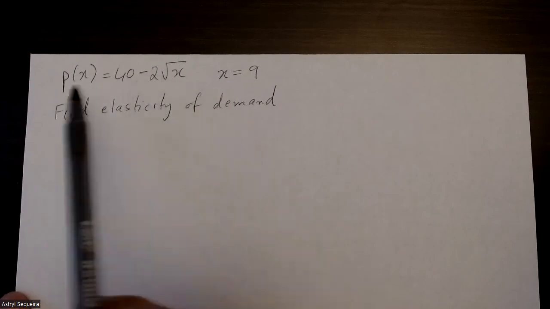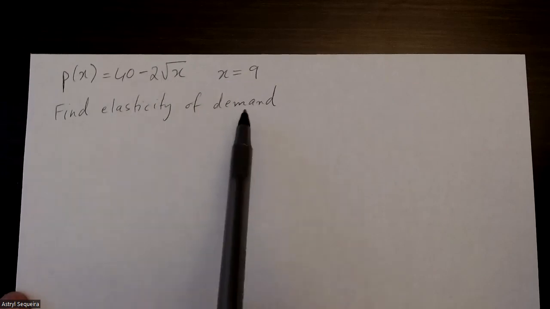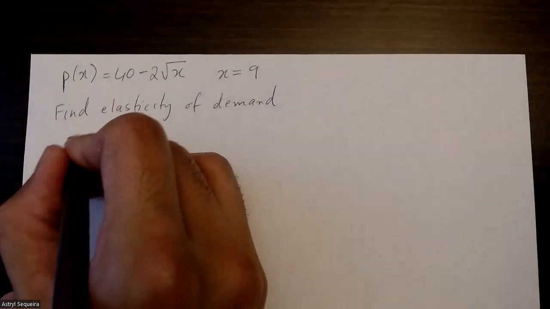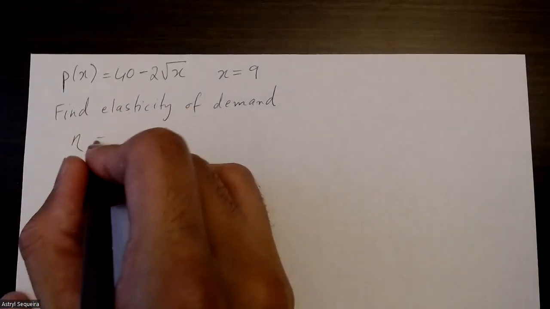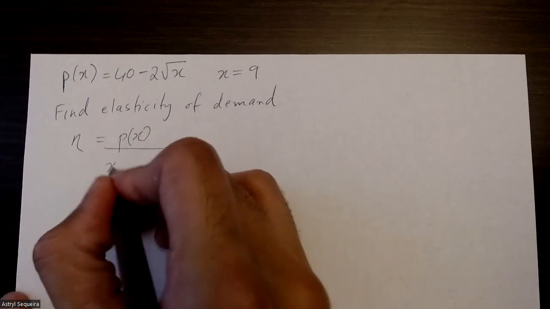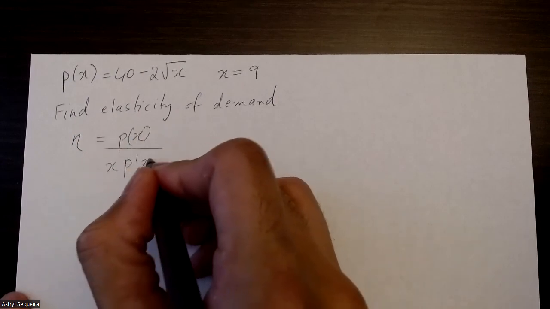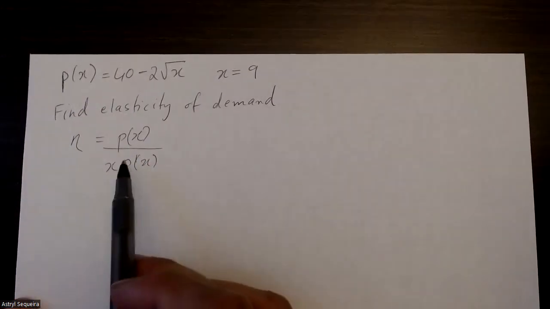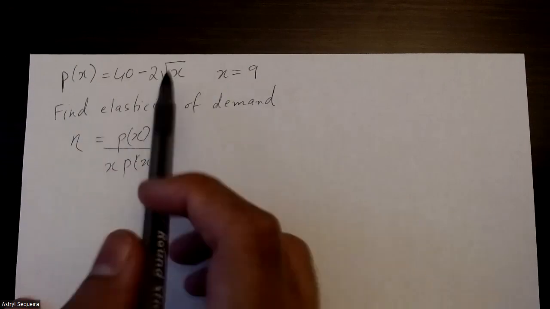All right, so we have this demand function and we need to find the elasticity of demand when x equals 9. So we know our elasticity equation is just demand over x times the derivative of the demand. So let's start by finding p prime of x. I need to differentiate this function.